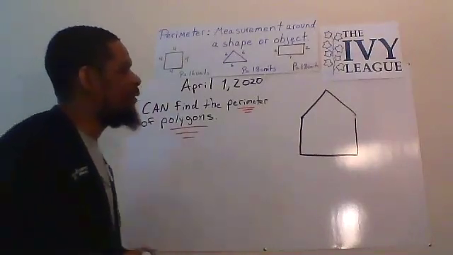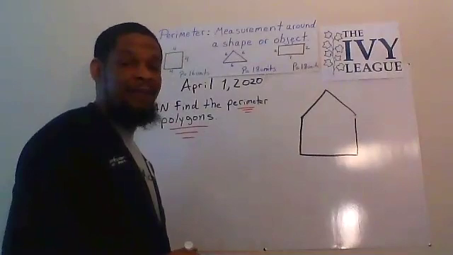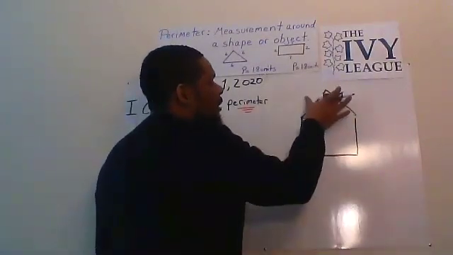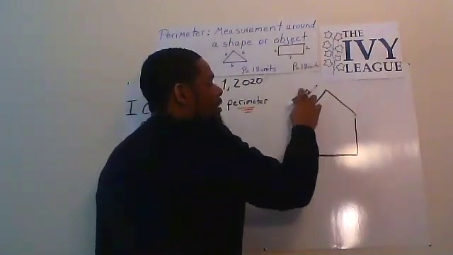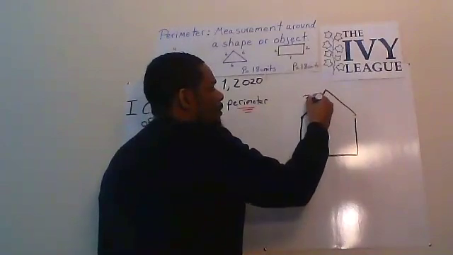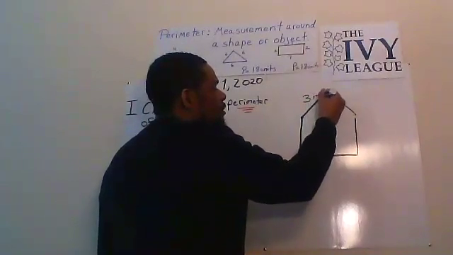You're so intelligent. Now I'm going to label the side lengths of this pentagon so we can find the perimeter. Let's say the 2 top side lengths are 3 meters.